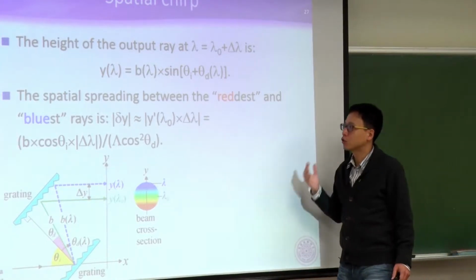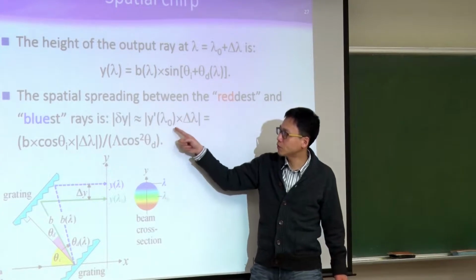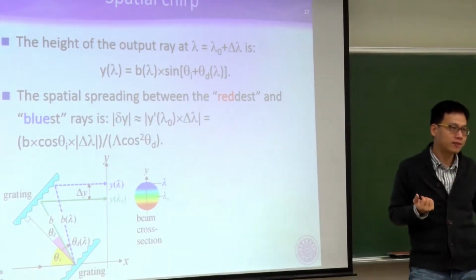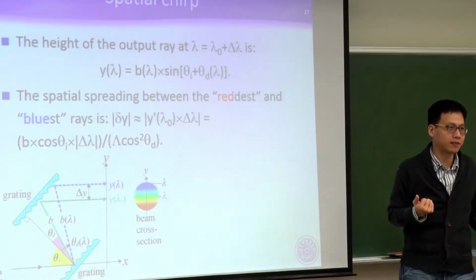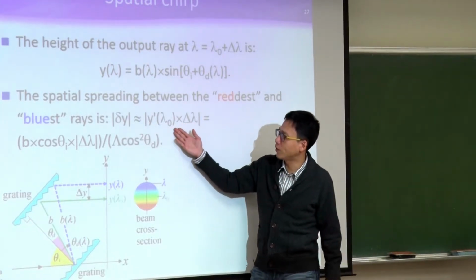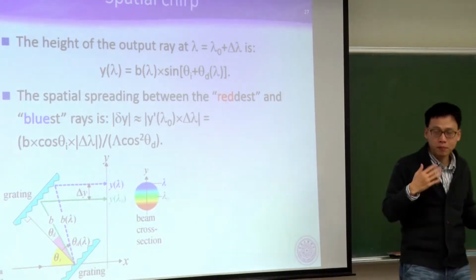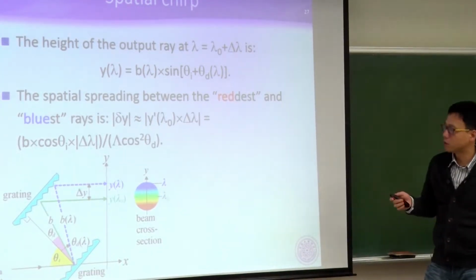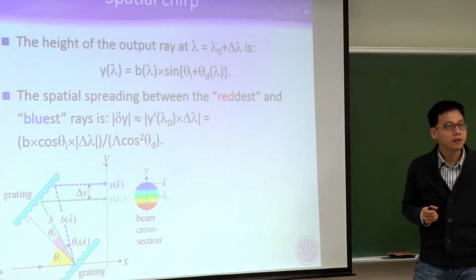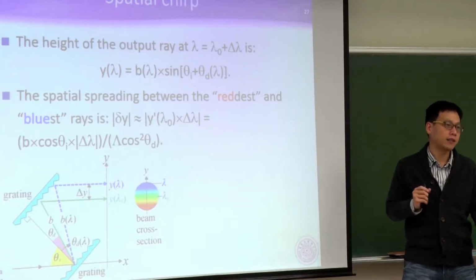Okay, and to the first order, it's about derivative times bandwidth. Delta lambda means bandwidth. This is first order approximation. Okay. Then all you have to do is to evaluate the derivative according to this formula. Okay, by some mathematical manipulation, you can arrive at this formula. This is the spatial spreading due to spatial chirp effect. Okay?